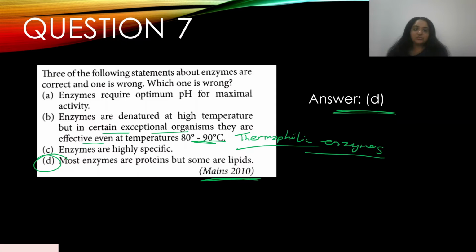Apart from that, yes, the normal graph is that they are denatured at high temperature, and we've seen that in the graph also. But these are exceptional organisms. All right, so they are called thermophilic enzymes. That means they're heat loving enzymes.